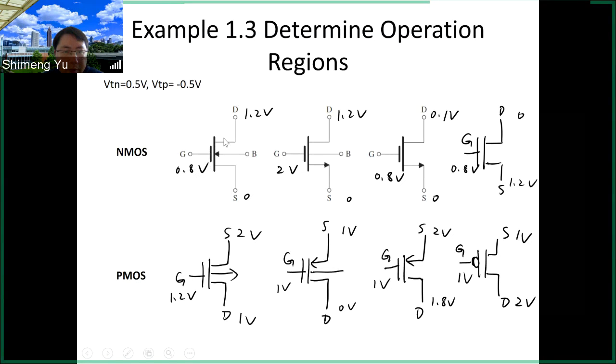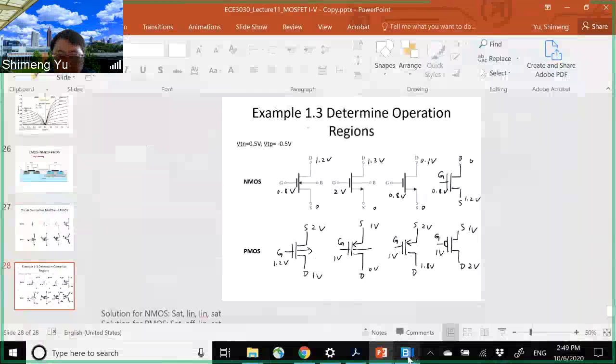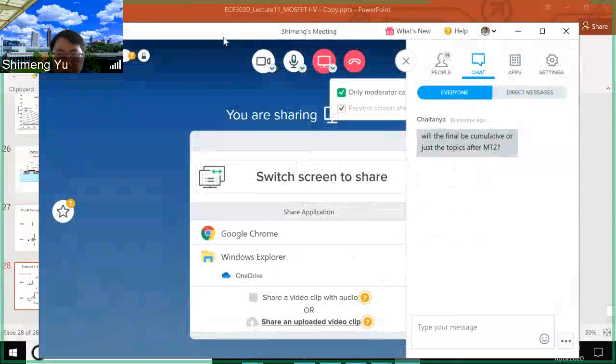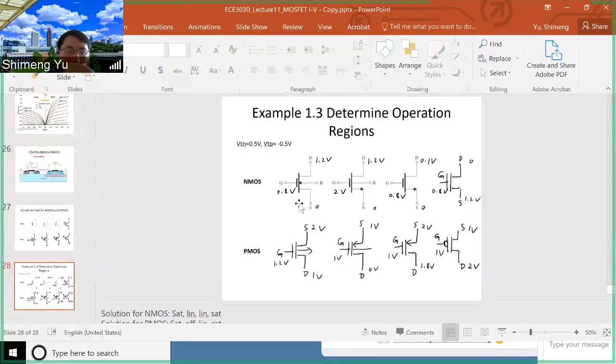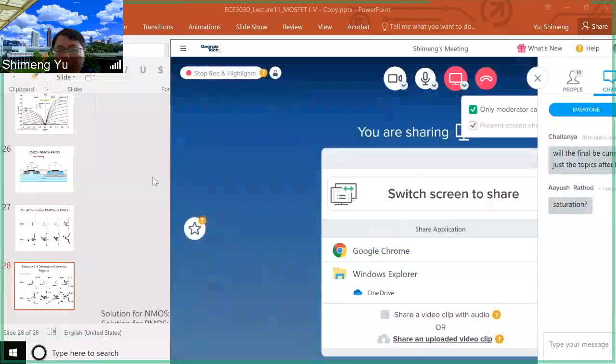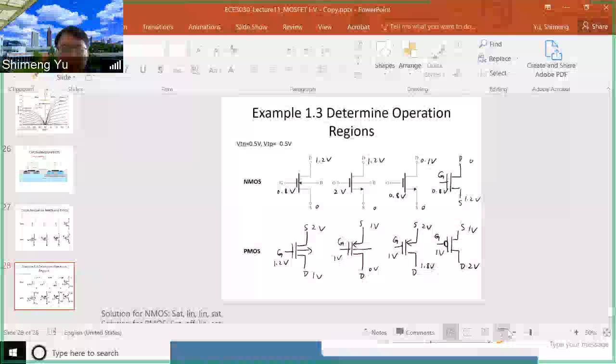So let's look at the first one. This is NMOS, and the gate is 0.8, drain is 1.2, and threshold is 0.5. So what is the operation region? I will give you a few seconds, and if you have an answer, you can type it in. I got one possible answer, saturation.